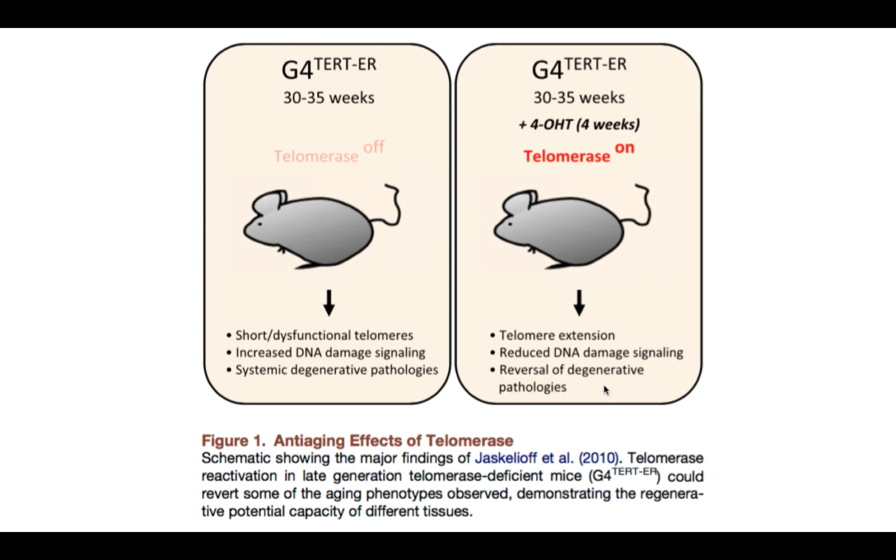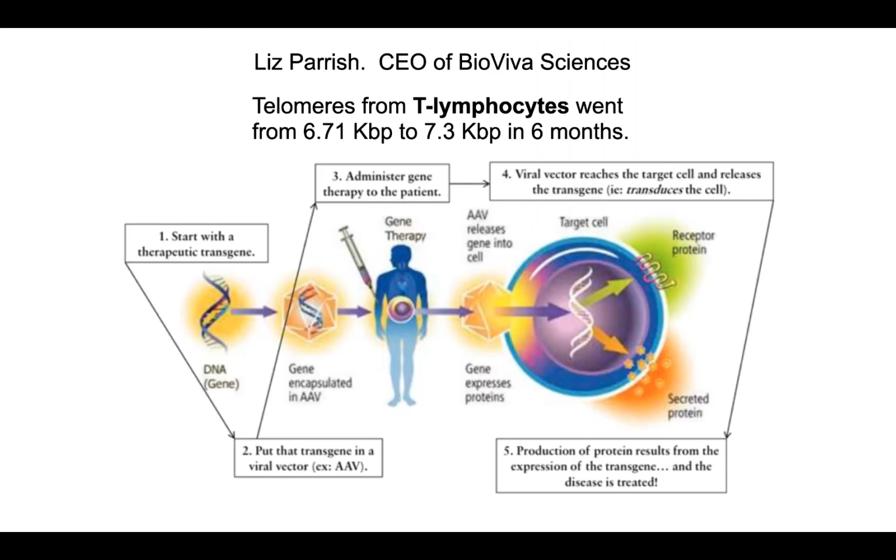So this is good evidence that in some cases, or at least in some respect, the length of your telomeres determine when you are going to start showing these age-related pathologies. And there's one company and one woman, Liz Parrish. She's the CEO of BioViva Sciences. And gosh, I don't know how many years ago it was, but she did something that is illegal in the United States, and she went to another country to do it.